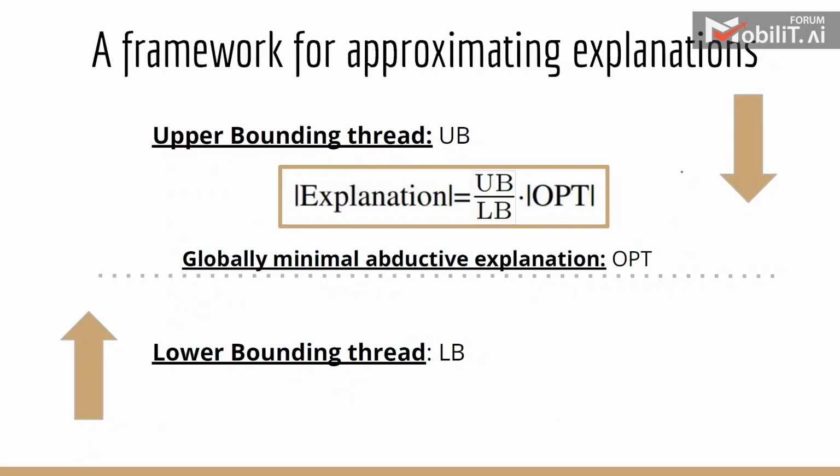Of course, the upper bounding thread computes some upper bound. The lower bounding thread computes some lower bound. So we can use this in order to compute an approximation. So now we can find an explanation, we prove that this explanation is correct, and then we can also prove how close it is to the optimal explanation. So how minimal are we?